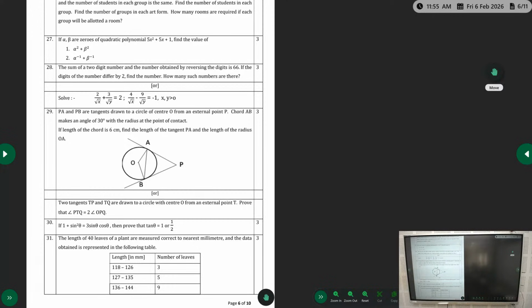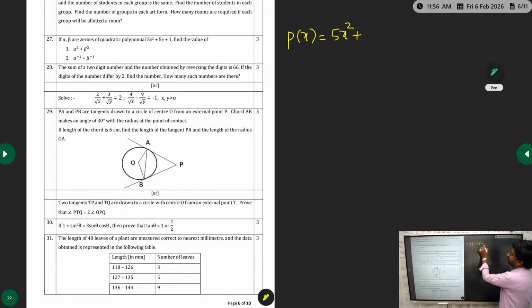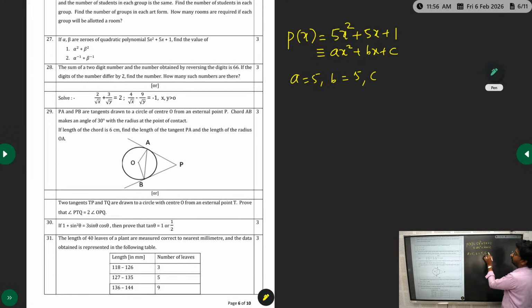First one, 6 by 5. Okay, now don't apply the factorization method here. You should get only the sum of zeros and the product of zeros, or at least the a, b, c values. P of x is equal to 5x square plus 5x plus 1. It is in the form of ax square plus bx plus c. What is the value of a? 5, b is 5, c is 1.